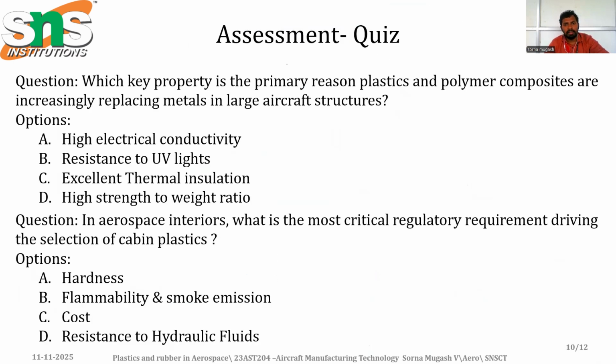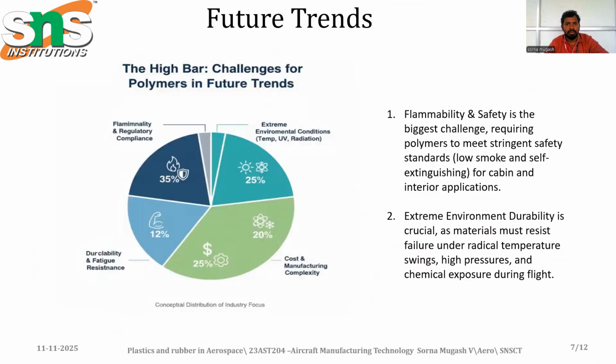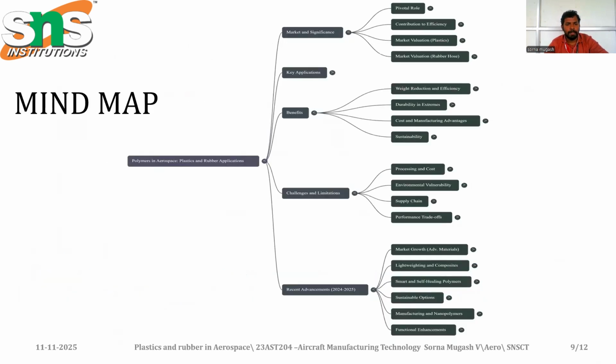So, next, when we take up the mind map, it shows the polymers in the aerospace industry, which are a combination of plastics and rubber applications. It is a significant market and it also has some benefits. And whatever the benefits are, it also has an equal amount of challenges and limitations.